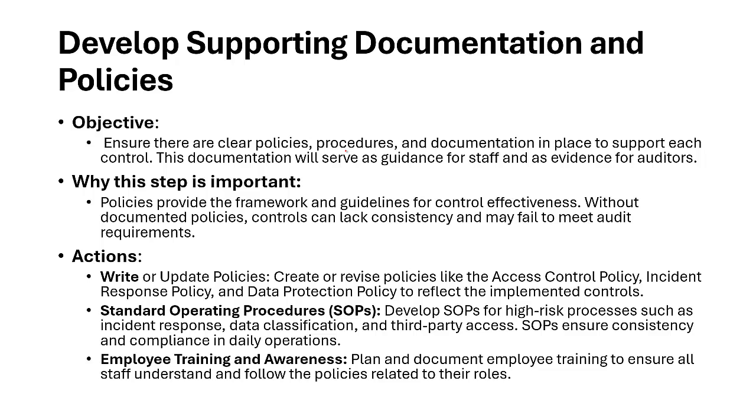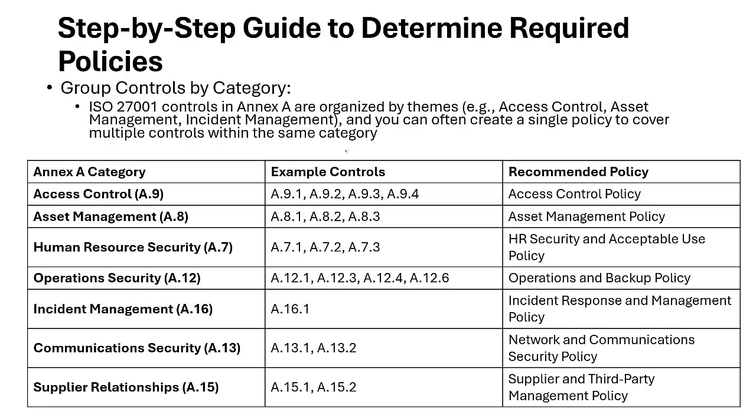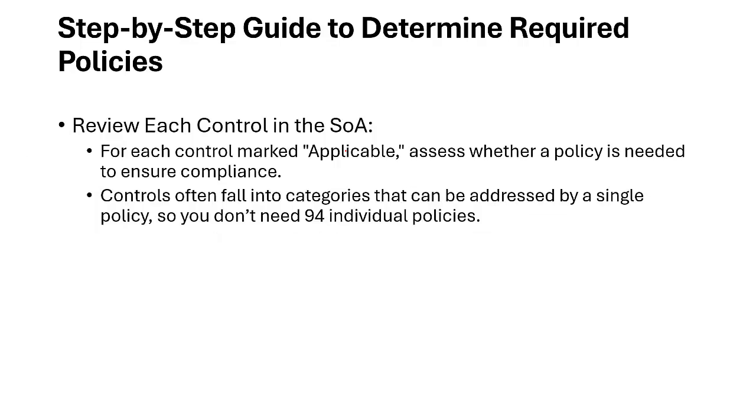The next step is to review each control in the SOA. For each control marked applicable, assess the policies needed to ensure compliance, which is part of policy by design. And we have to see how the controls fall into categories. You can have either a single policy, or you can have 94 individual policies. In my case, I have created one policy manual and documented everything. This is just an example. This is the step we require to determine the required policies.